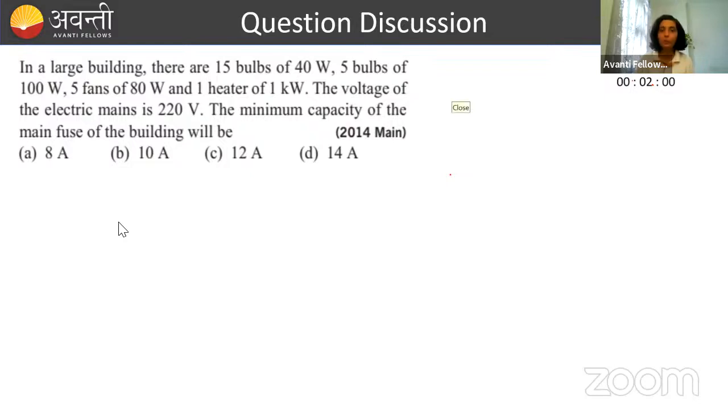Okay. So what the question is, in a large building, there are 15 bulbs of 40 watt, 5 bulbs of 100 watt, 5 fans of 80 watt, 1 heater of 1 kilowatt. So there is a home, different appliances are there, bulbs of different watts, 1 heater is there, 5 fans are there. The voltage of the electric main supply is 220 volt, right? The minimum capacity of the main fuse of the building. So how much current will the main fuse of the building allow to go through it?